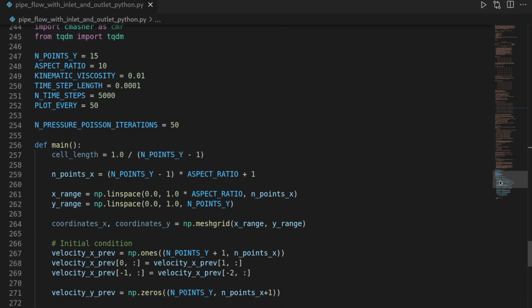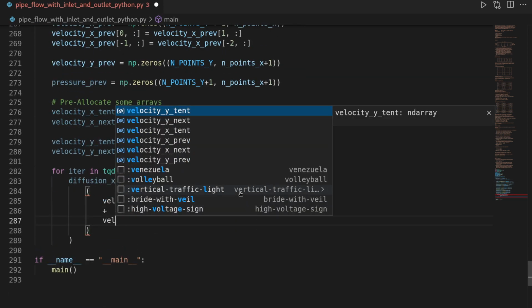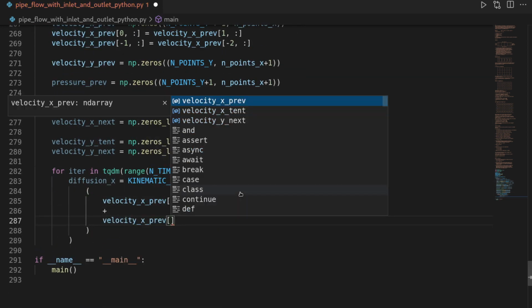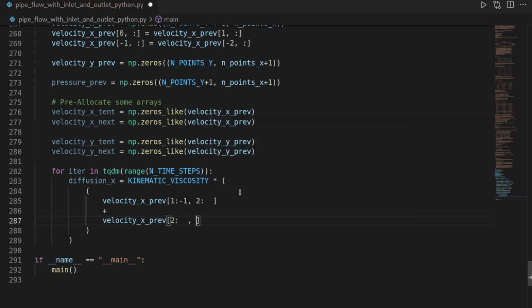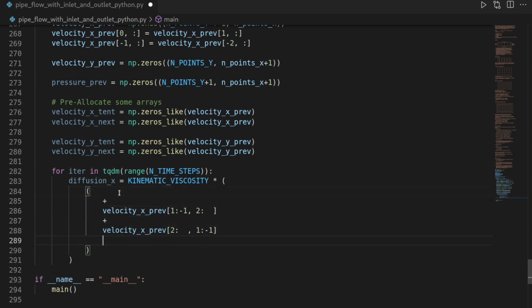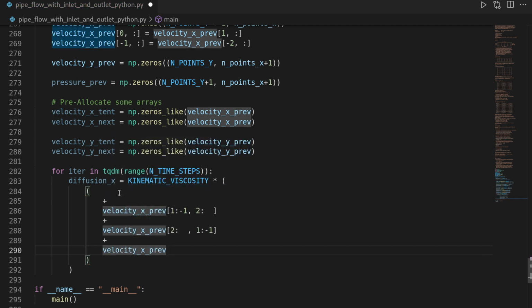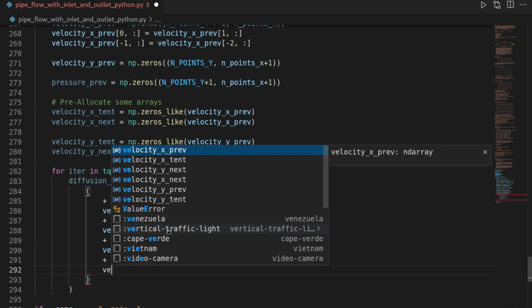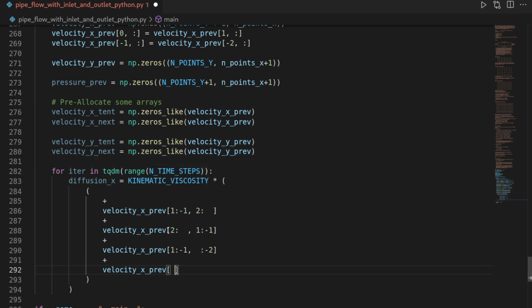And then we are adding the velocity x previous at the same idea, but this time in y direction. So we are now above our actual point. So let me also add plus here for clarity. And then we do the same, but going back one step. So using the interior points in y direction, and then going back a step from the very first element all the way to the second to the last. And then the last step is to do the same in y direction. And then we're good to go.